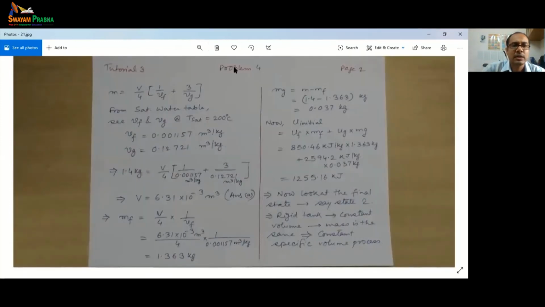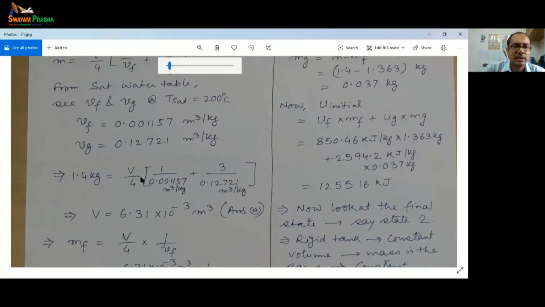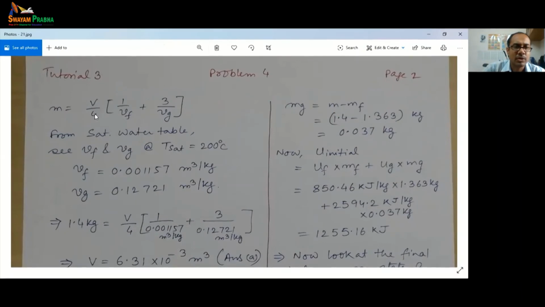In the next step, you can take this capital V over 4 out, and write mass equal to capital V over 4 multiplied by 1 over vf plus 3 over vg. Now, what is given in this equation? Mass is given, that's 1.4 kg. Capital V is not given, that you have to find out.